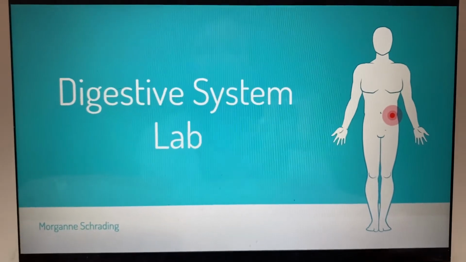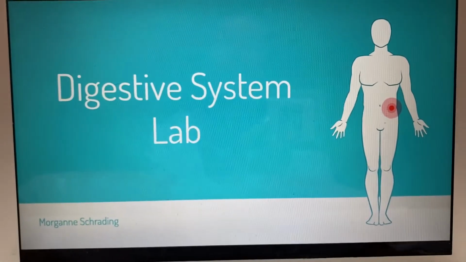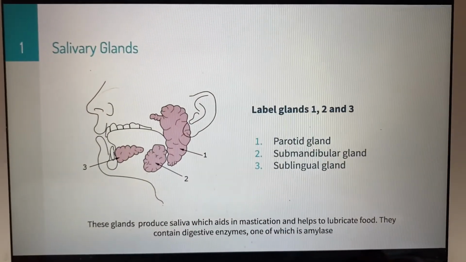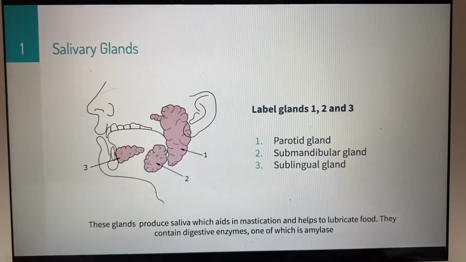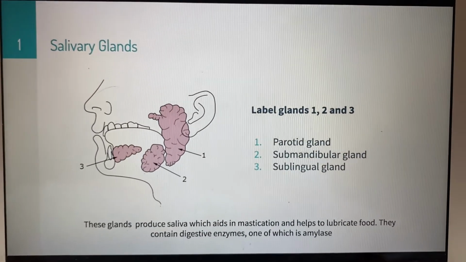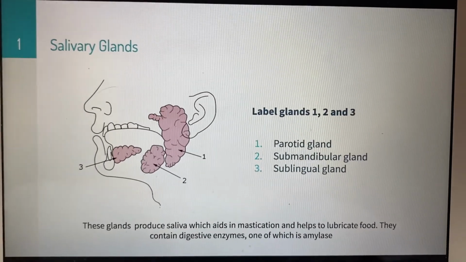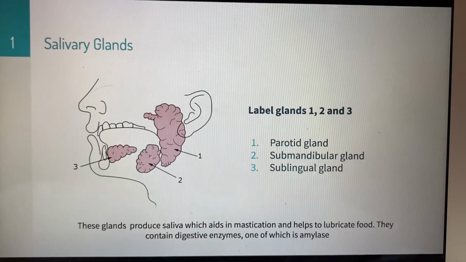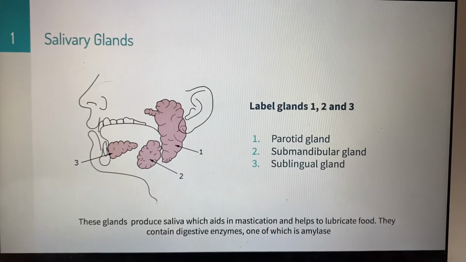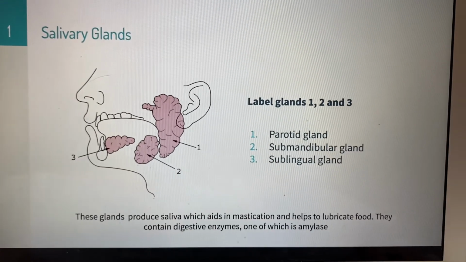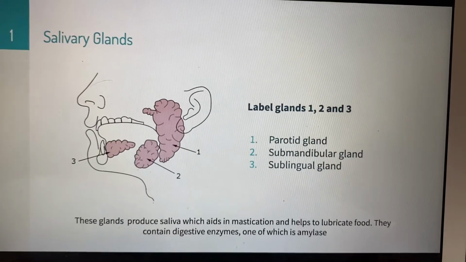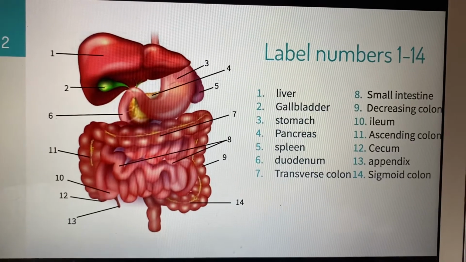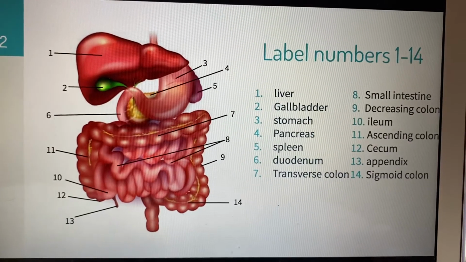project. I did the digestive system anatomy lab, so let's jump right in. First I have the salivary glands. I put a number to each one and then I labeled it, and as you can see at the bottom I put in a little bit of extra facts. So they all contain digestive enzymes such as amylase, and these glands produce saliva, which helps in mastication and lubrication of your food.